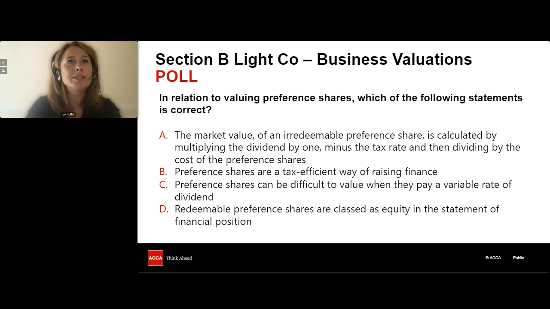B, preference shares are a tax-efficient way of raising finance. C, preference shares can be difficult to value when they pay a variable rate of dividend. And D, redeemable preference shares are classed as equity in the statement of financial position. So you needed to select one which is correct. Have a go at this poll. This may take some time, so I'll give you a few more minutes.